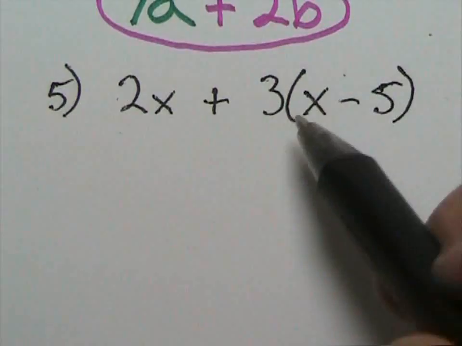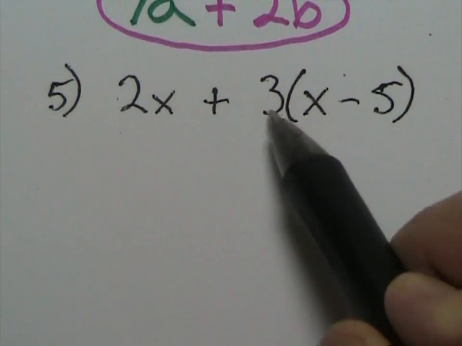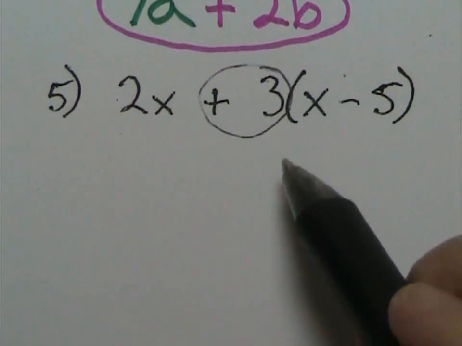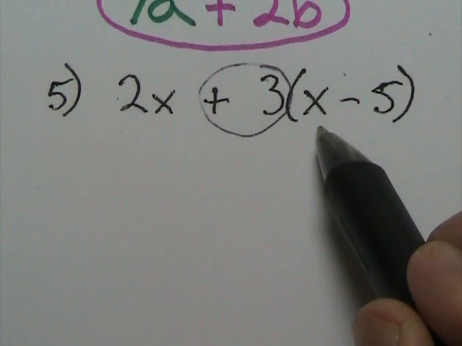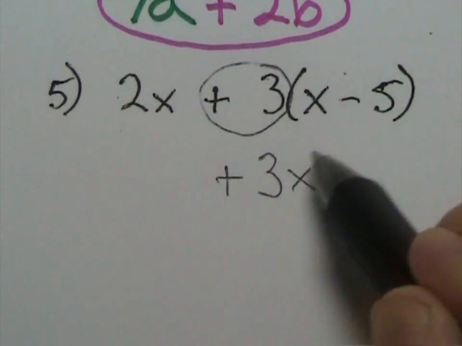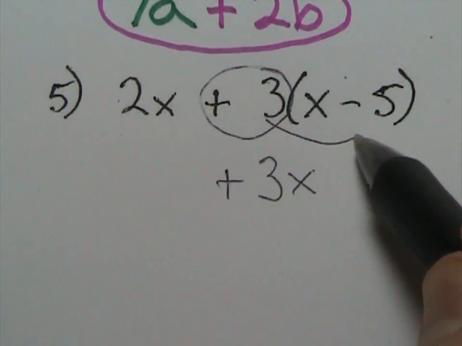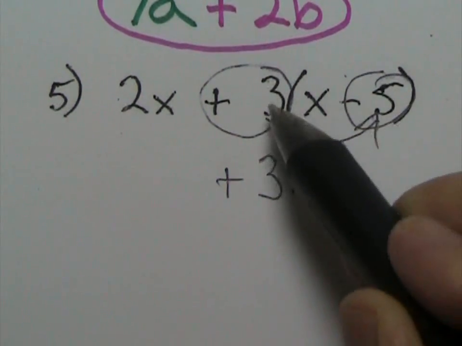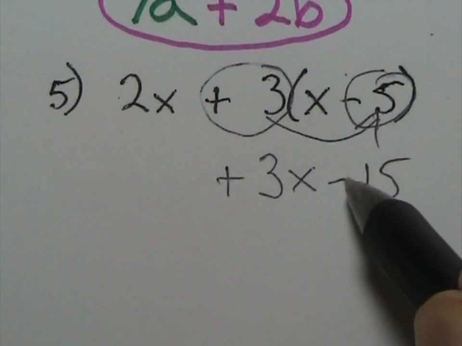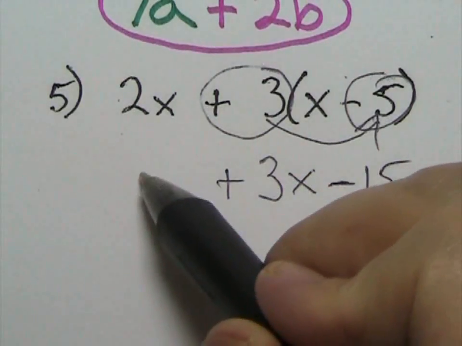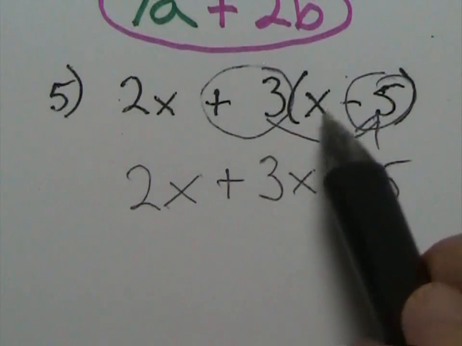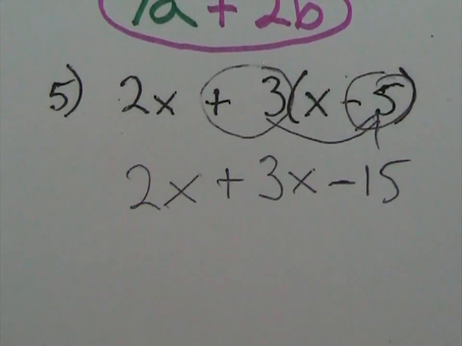Okay, on number 5, notice you have to do distributive property here. This is a positive 3. So I'll take positive 3 times x. That's just 3x, positive 3x, right? Positive 3x. And then I have 3 times negative 5. 3 times 5 is 15, and there's one negative, so it's negative. Now I'll bring down my 2x. And that's what the problem looks like now after using distributive property.